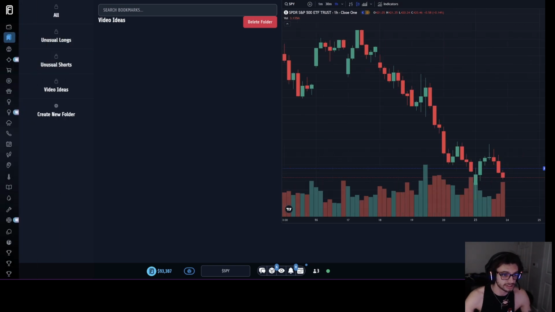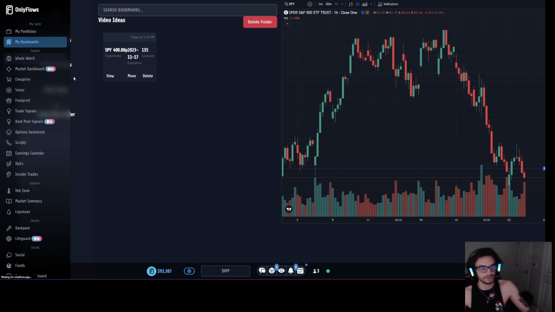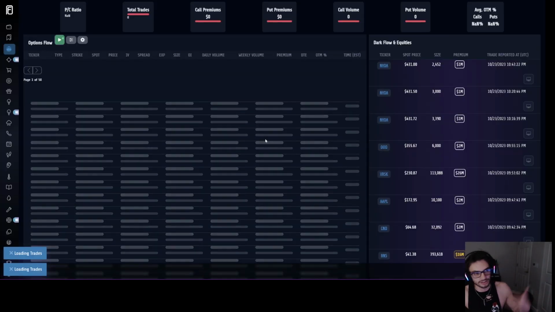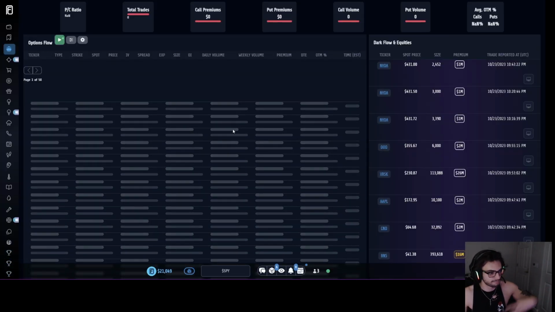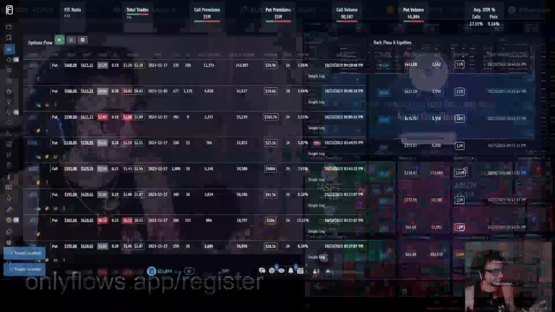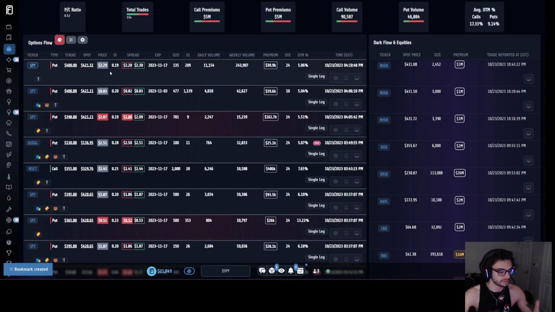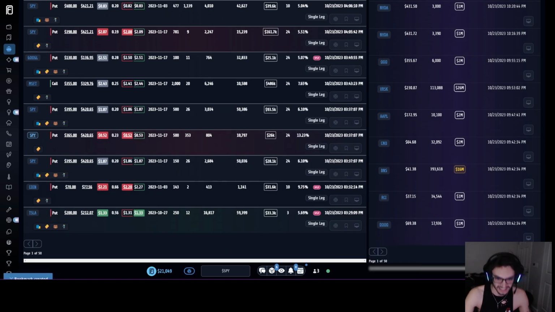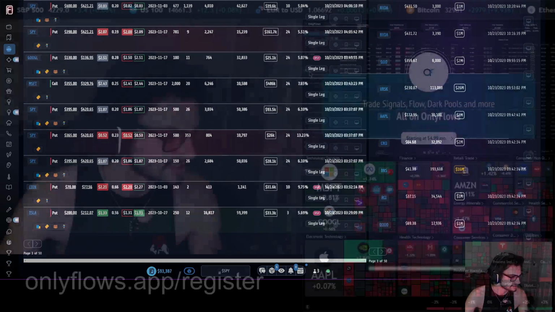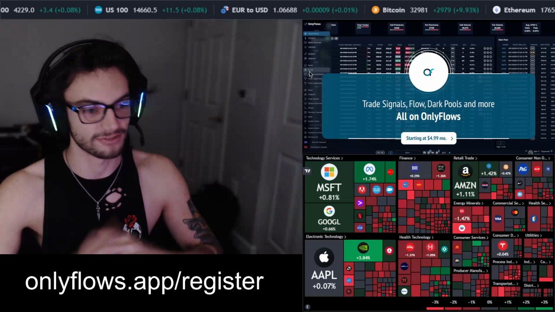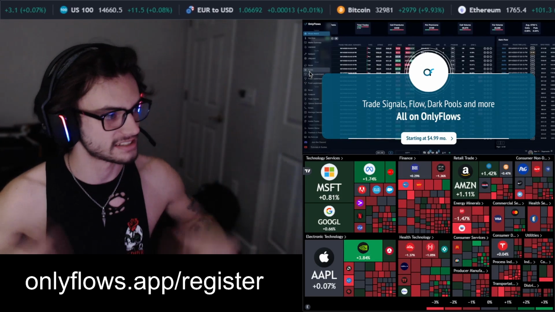I mean, literally, you do what you normally do, right? You go to your flow, and once it loads, there it is. You literally just hover and click. That's it. It's that easy. You hover and you click, and that's it. So it's a really simple way to effectively document your thoughts and ideas.